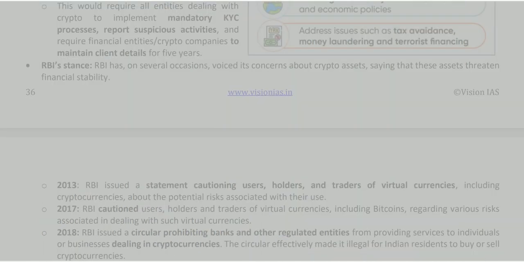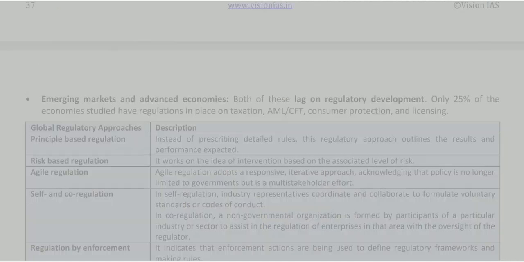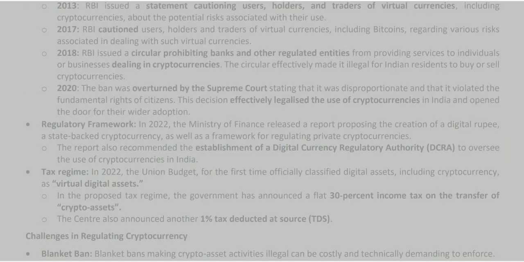This would require all entities dealing with crypto to implement mandatory KYC processes, report suspicious activities, and require financial entities and crypto companies to maintain client details for 5 years. RBI stance: RBI has, on several occasions, voiced its concerns about crypto assets, saying that these assets threaten financial stability. In 2013, RBI issued a statement cautioning users, holders, and traders of virtual currencies, including cryptocurrencies, about the potential risks associated with their use.